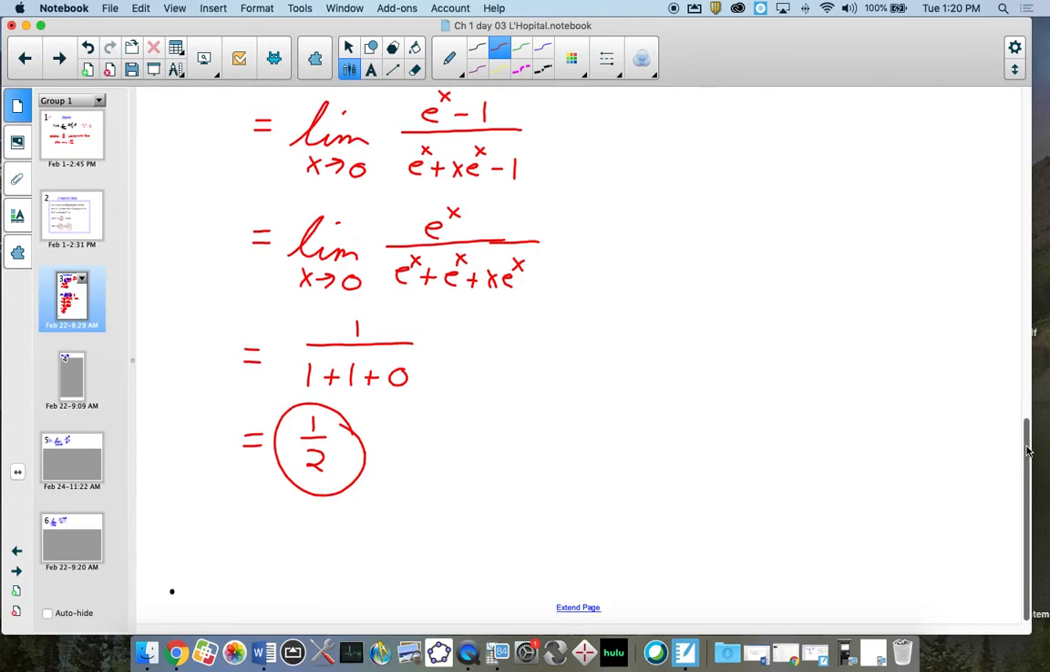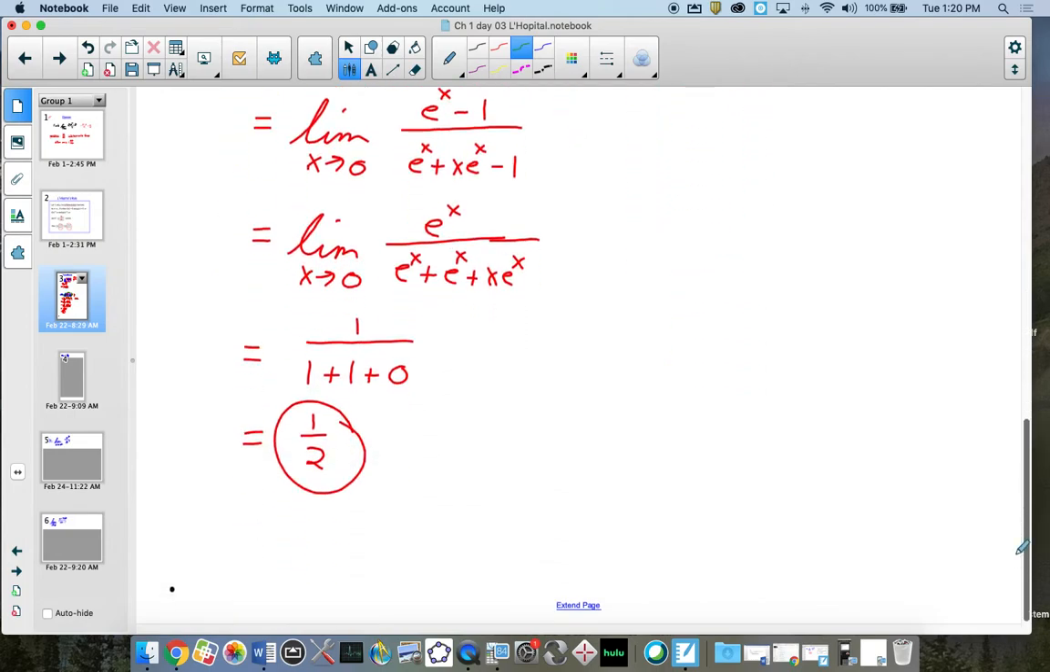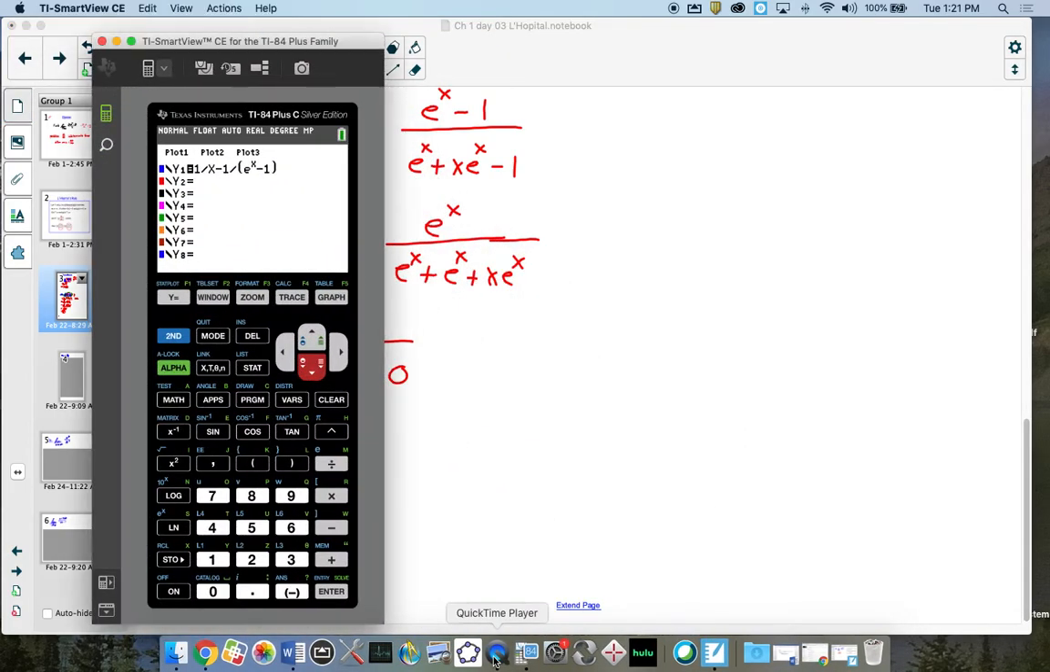So the limit as x approaches 0, circle this in green, of 1 over x minus 1 over the quantity e to the x minus 1, according to L'Hopital, is 1/2. Now, not that you're second guessing me, but let's take a look. I happen to put this in my calculator, and let's hit zoom 6.